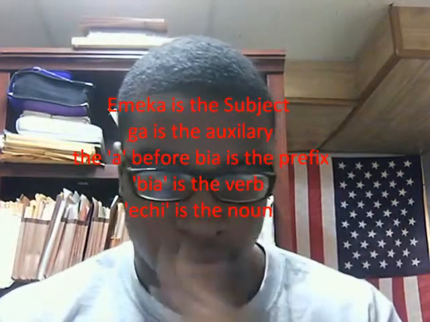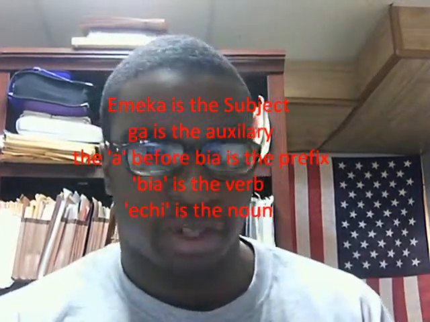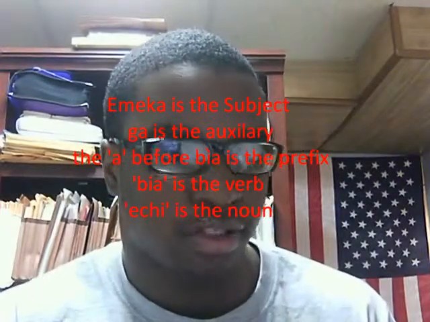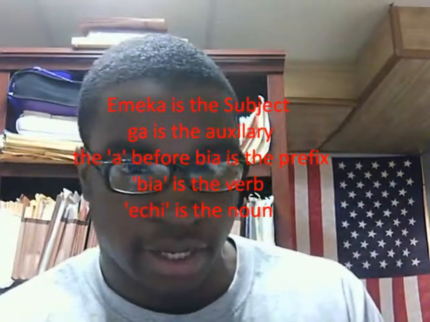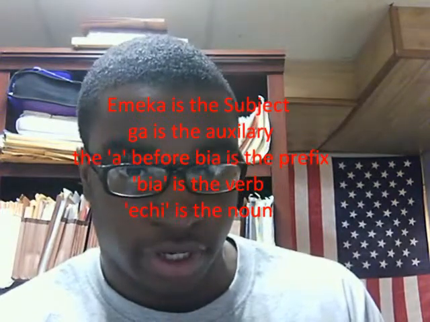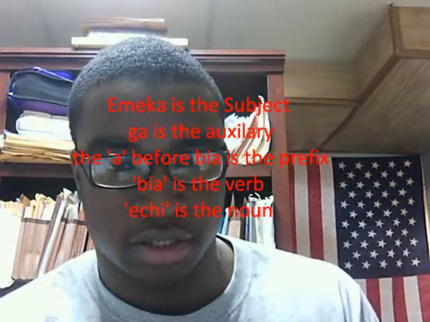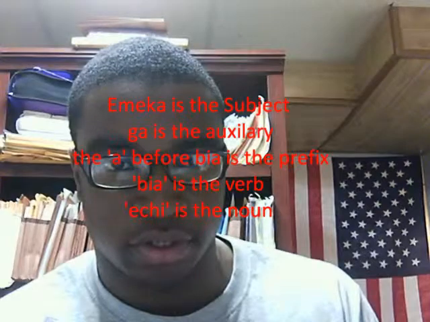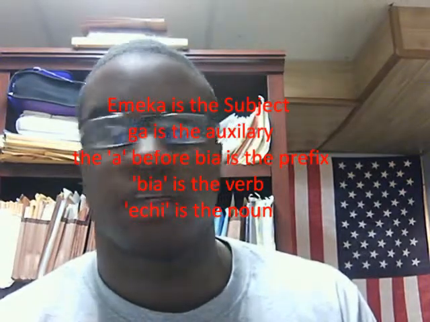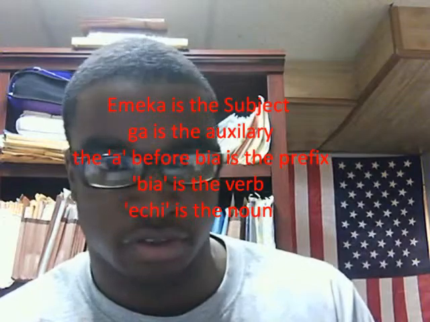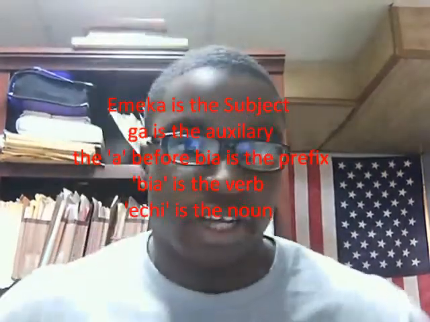So, let me show you. Emeka is our S in the beginning. Then ga is our A, the auxiliary. Bia is our verb. And echi is our noun. So, Emeka ga bia echi. Emeka will come tomorrow.